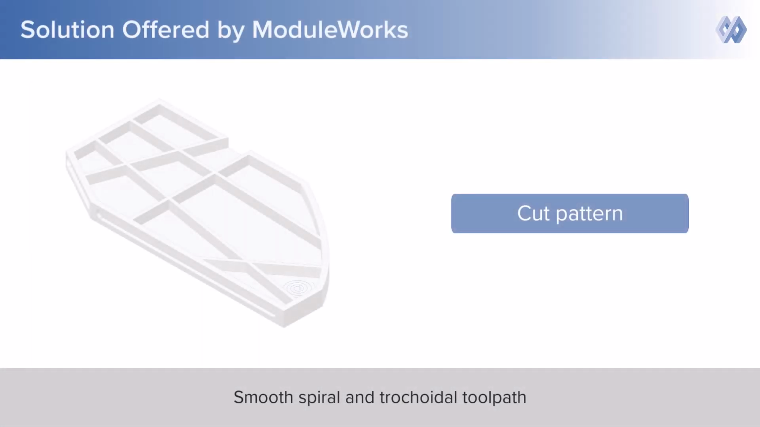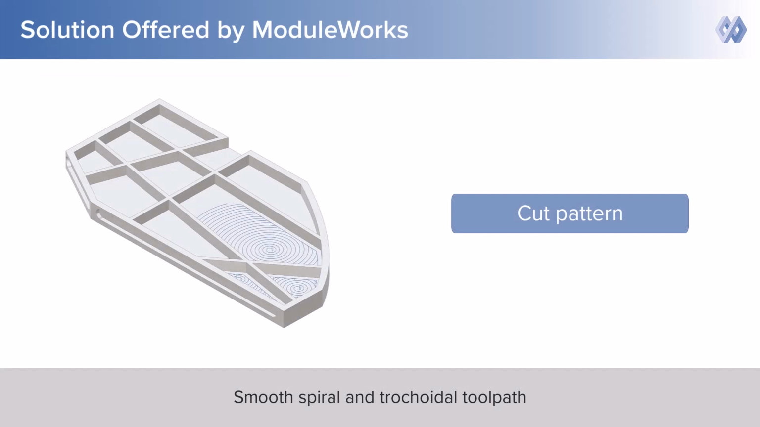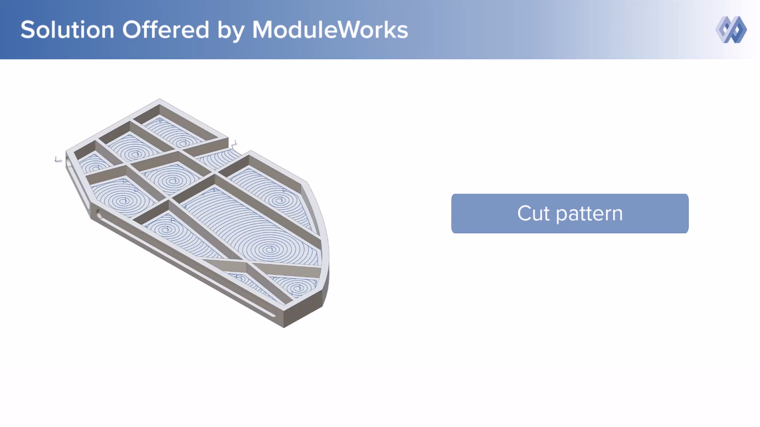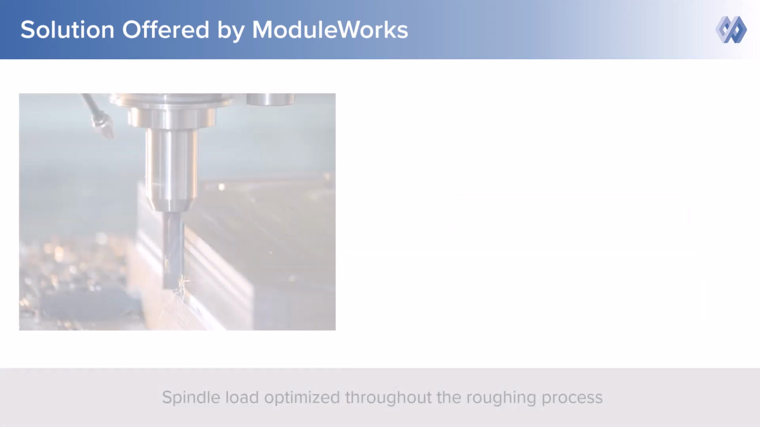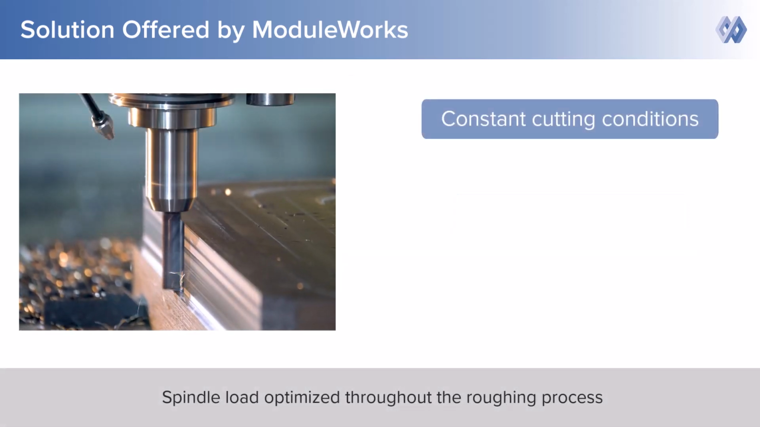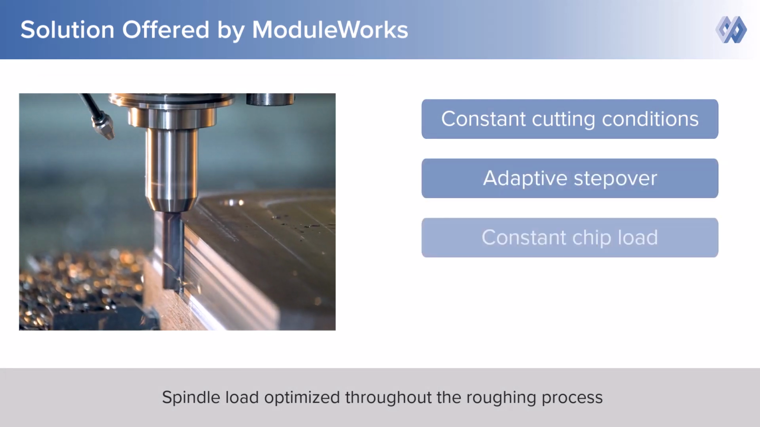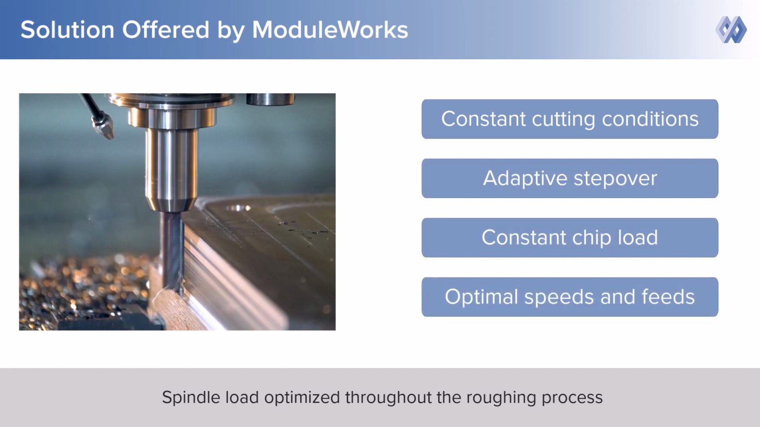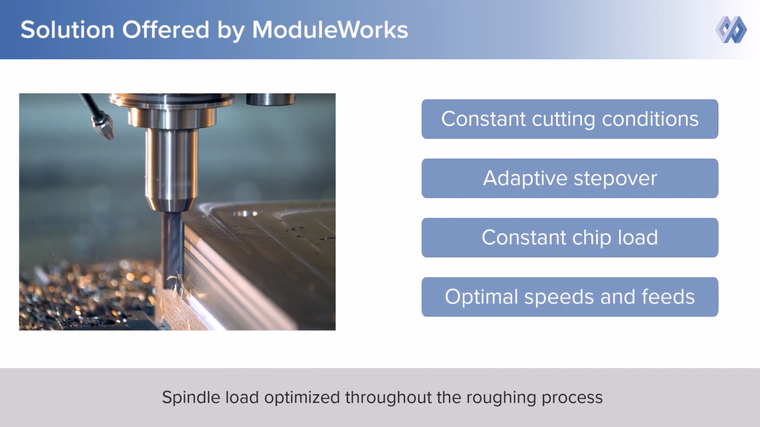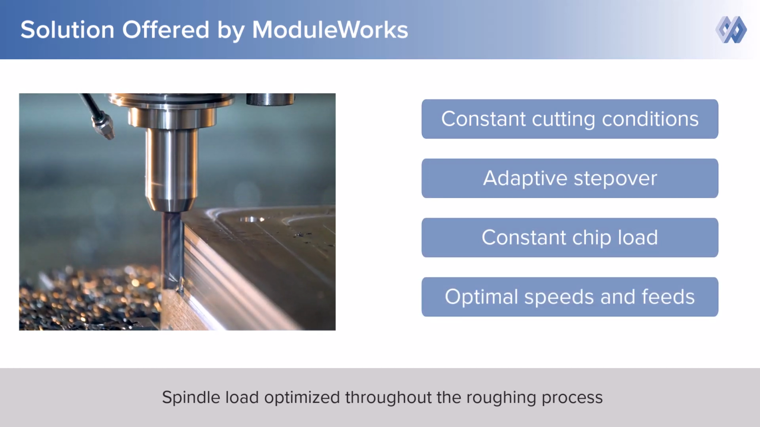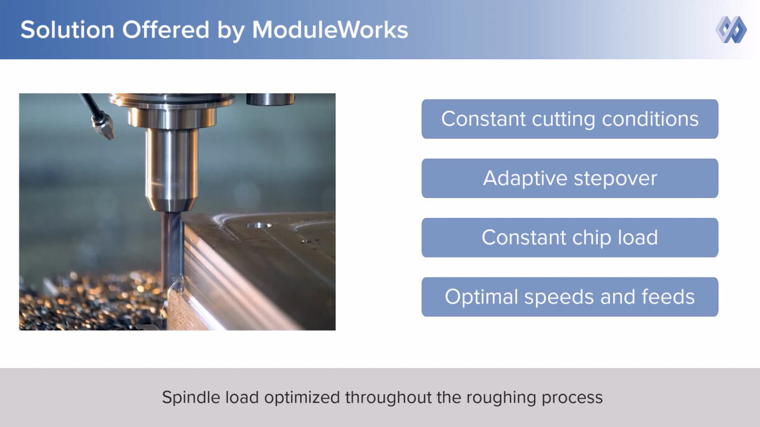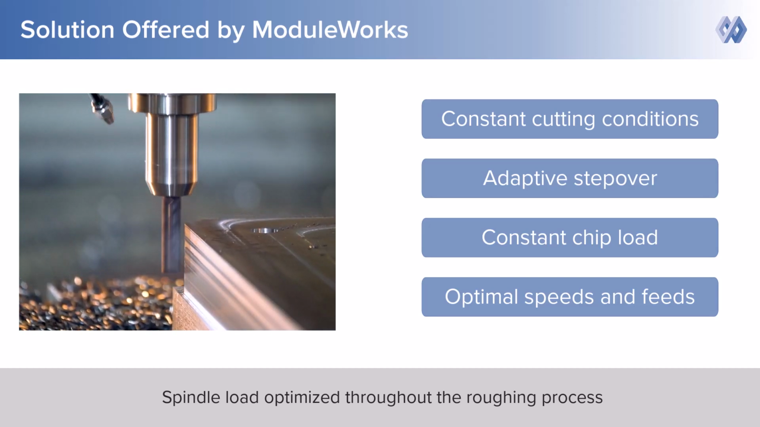ModuleWorks' adaptive roughing technology is developed to counter these issues by offering the best high-speed roughing pattern, which can adapt to any part geometry with ease. Adaptive roughing pattern keeps tool load and cutting conditions constant. High axial depth and low radial stepover provide constant chip load, allowing higher material removal rates. Adaptive pattern automatically generates smooth spiral and trochoidal motions, allowing higher accelerations.